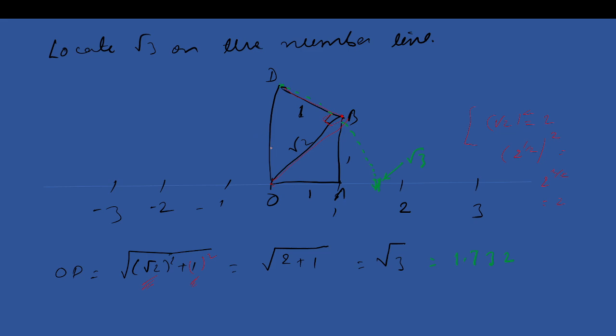Now the value of OD will be, I think you understand, root 3. Similarly, keep the point of the compass here, keep your pencil here and draw the arc. Somewhere it will meet the number line here with the value of root 3. Note that the value of root 3 is 1.732.